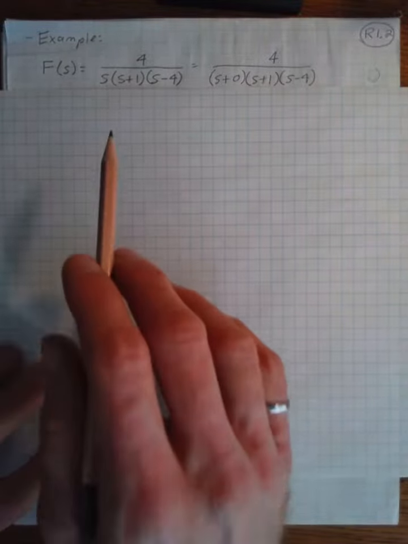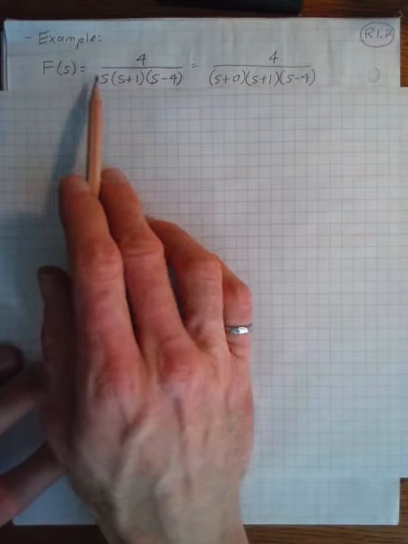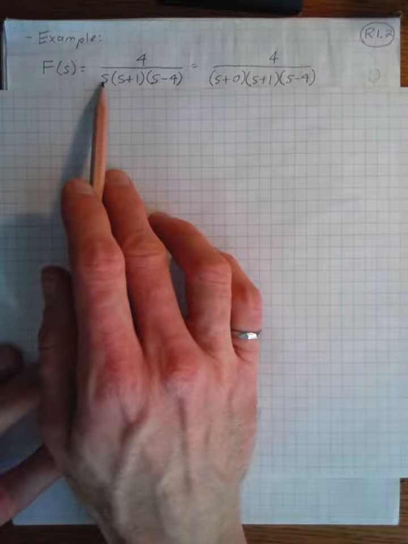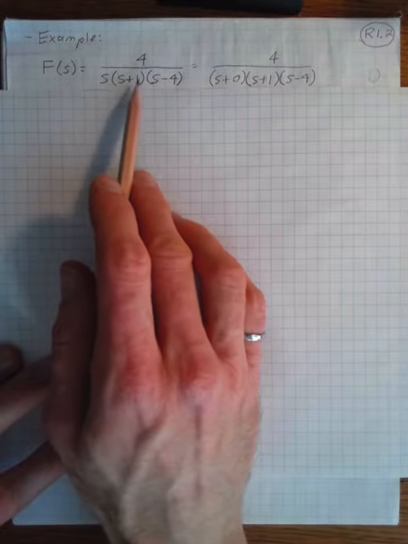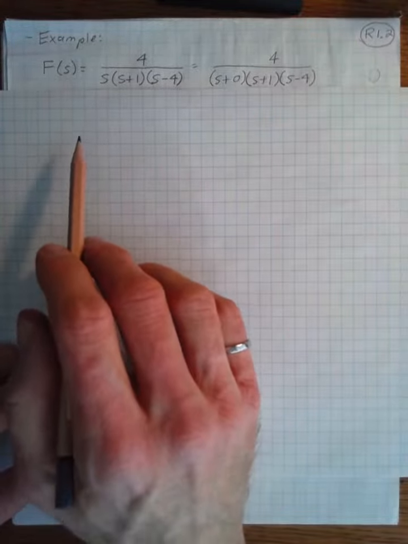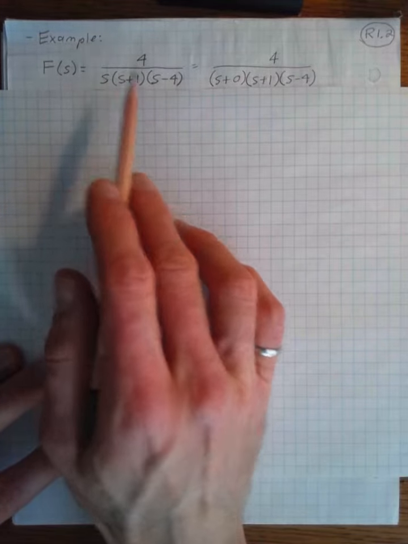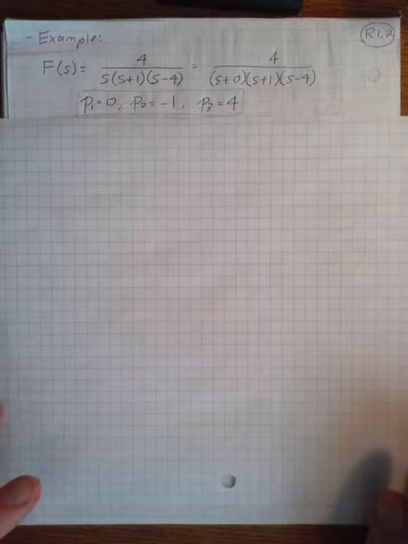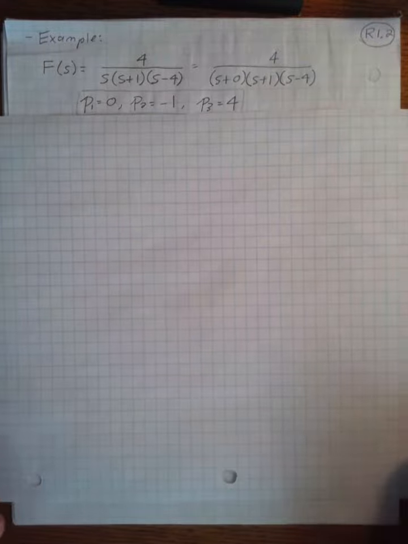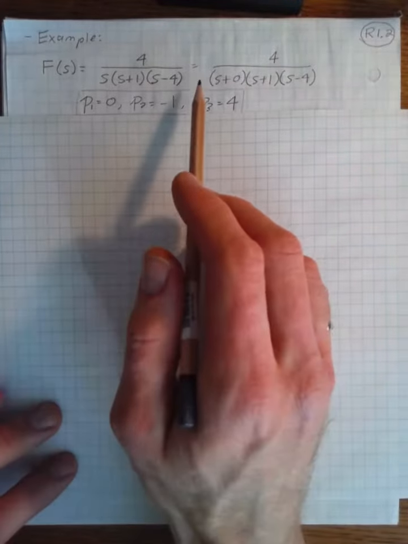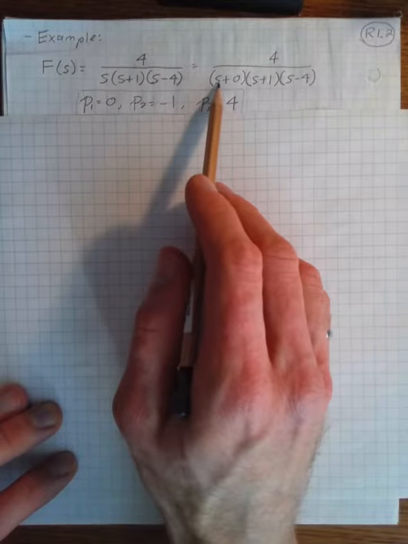So let's do an example where our equation f of s is equal to 4 divided by s times s plus 1 times s minus 4. And so another way to write this, rather than just having this s, is s plus 0. And that means that we have 3 poles. The first one is s equal to 0.